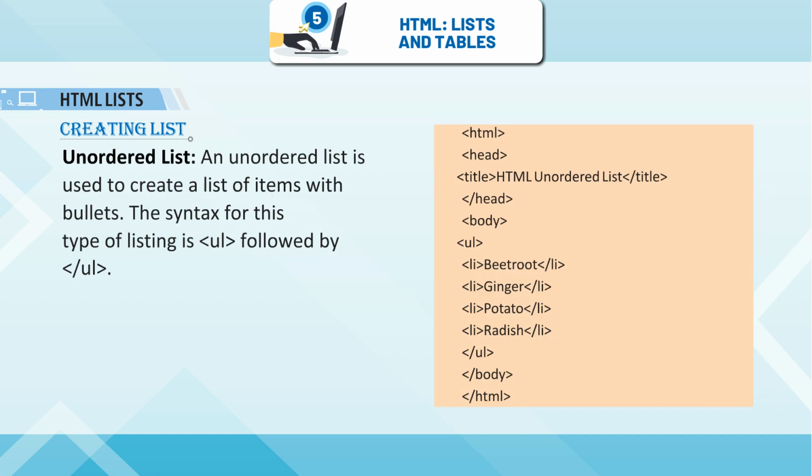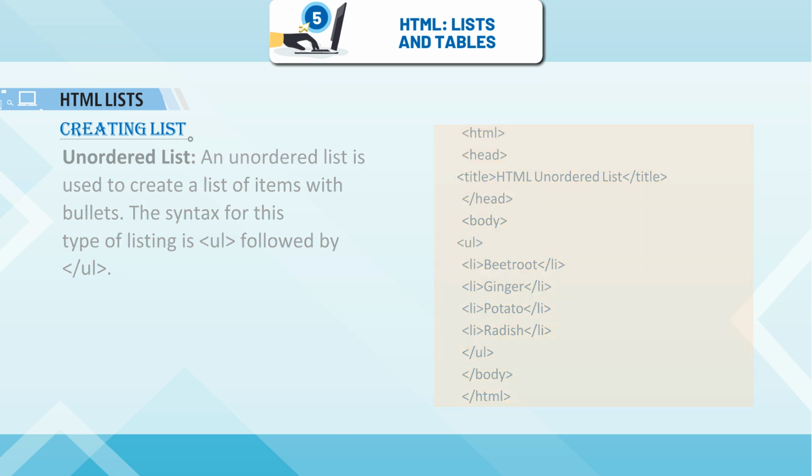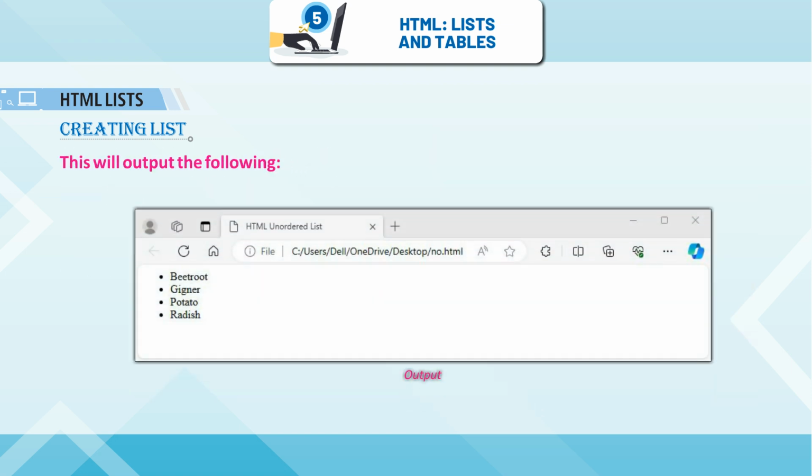Creating list. Unordered list. An unordered list is used to create a list of items with bullets. The syntax for this type of listing is UL followed by /UL. This will output the following.